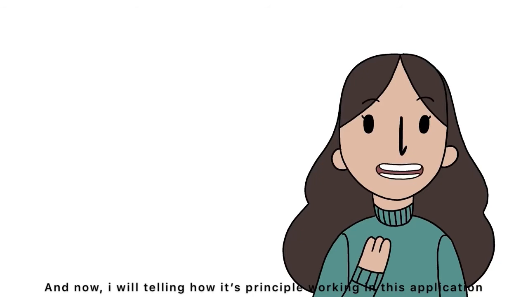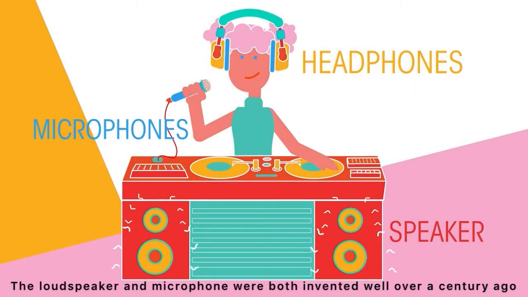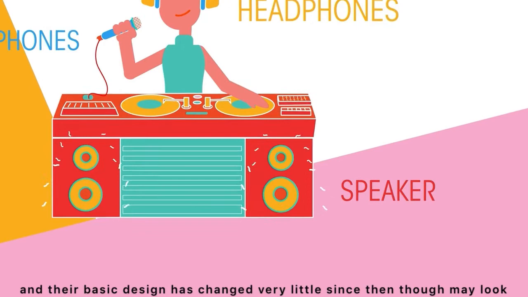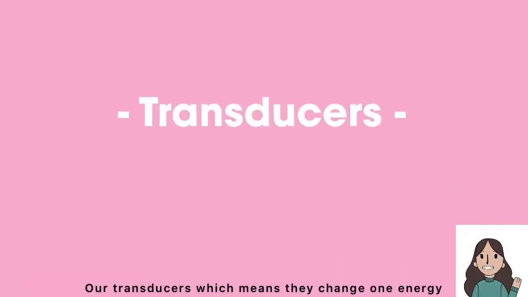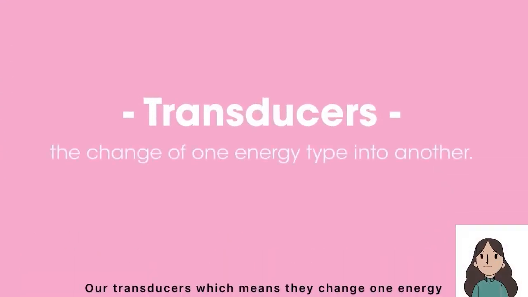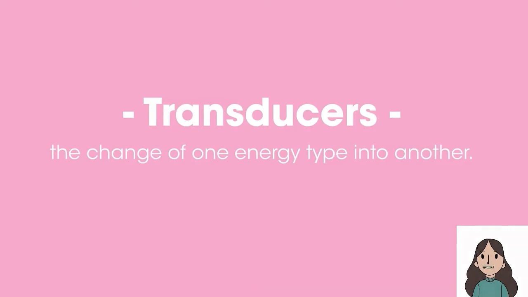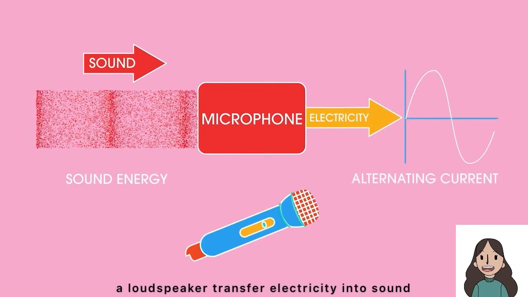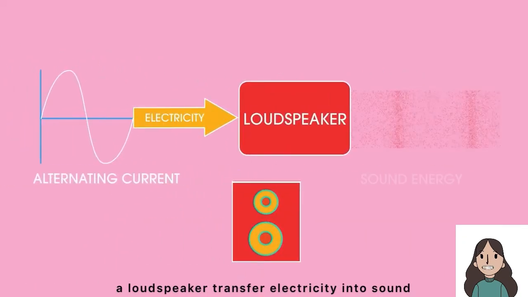And now, I will tell how its principle works in this application. The loudspeaker and microphone were both invented well over a century ago, and their basic design has changed very little since then, though they may look different today. They are transducers, which means they change one energy type into another. A microphone transfers sound energy into electricity, meanwhile, a loudspeaker transfers electricity into sound.